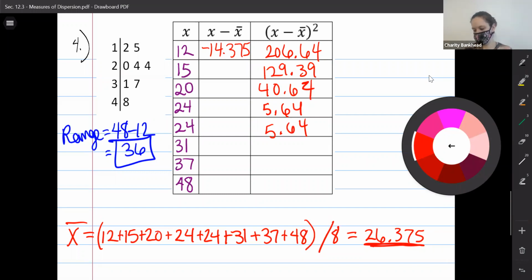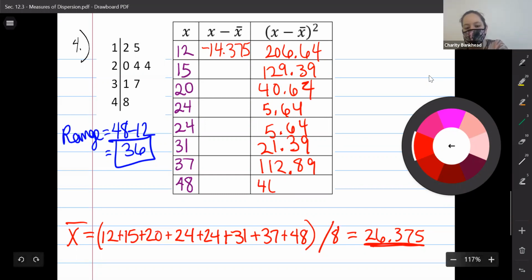31 minus the mean squared, 21.39. 37 minus the mean squared, 112.89. And then 48 minus the mean squared is 467.64. So we have to add all of those up.